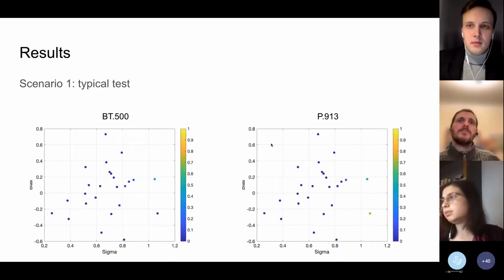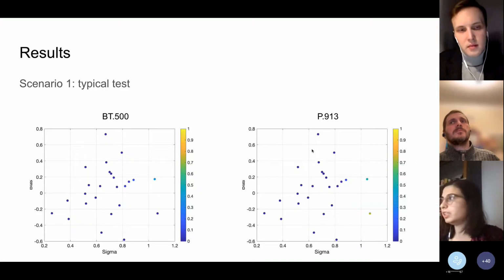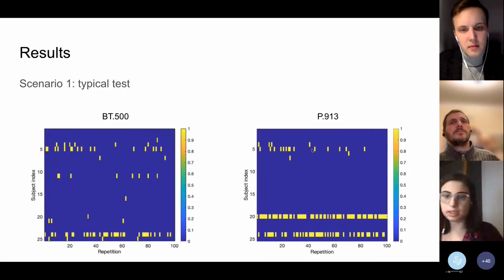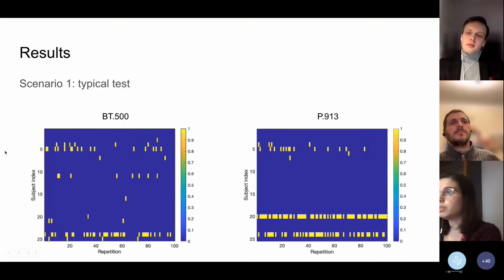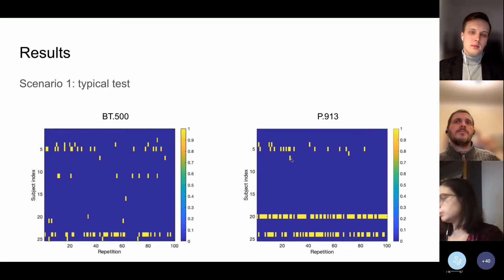So you can see that in general, very few, the outliers are the ones that I'm showing in this plot. And pretty consistently, as I said, 24 for BT500 and 5 were detected as outliers, but not more than half of the time, I would say. For P913, 20 and 24 were pretty consistently detected as outliers, and 5 in some of the cases.